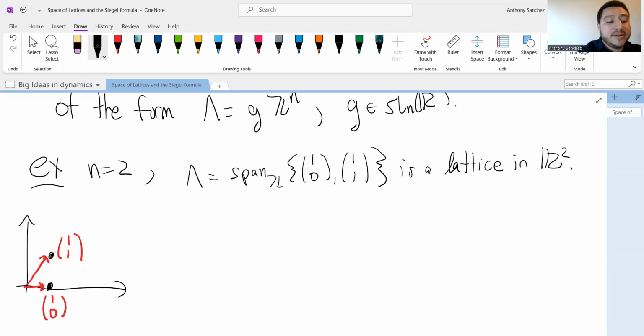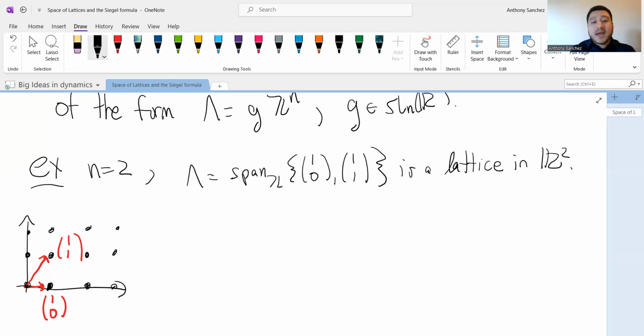If I grab these two vectors and add them, I'll get the vector (2, 1). If I add the first basis vector to itself, I'll get the vector (2, 0), and so on. If I subtract the first basis vector from itself, I'll get 0. I can keep playing this game, and you see that geometrically this lattice inside of R2 is just this discrete grid in the plane.